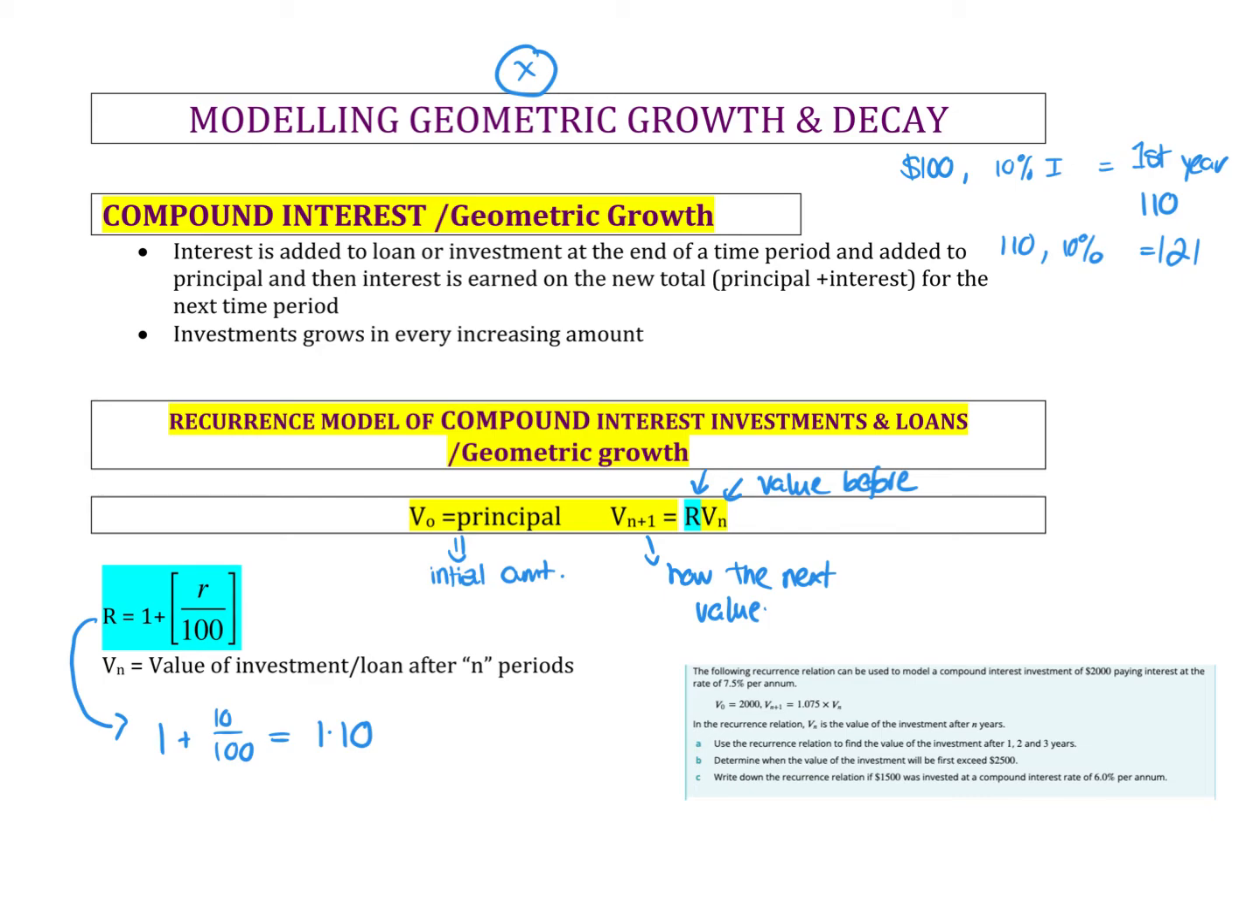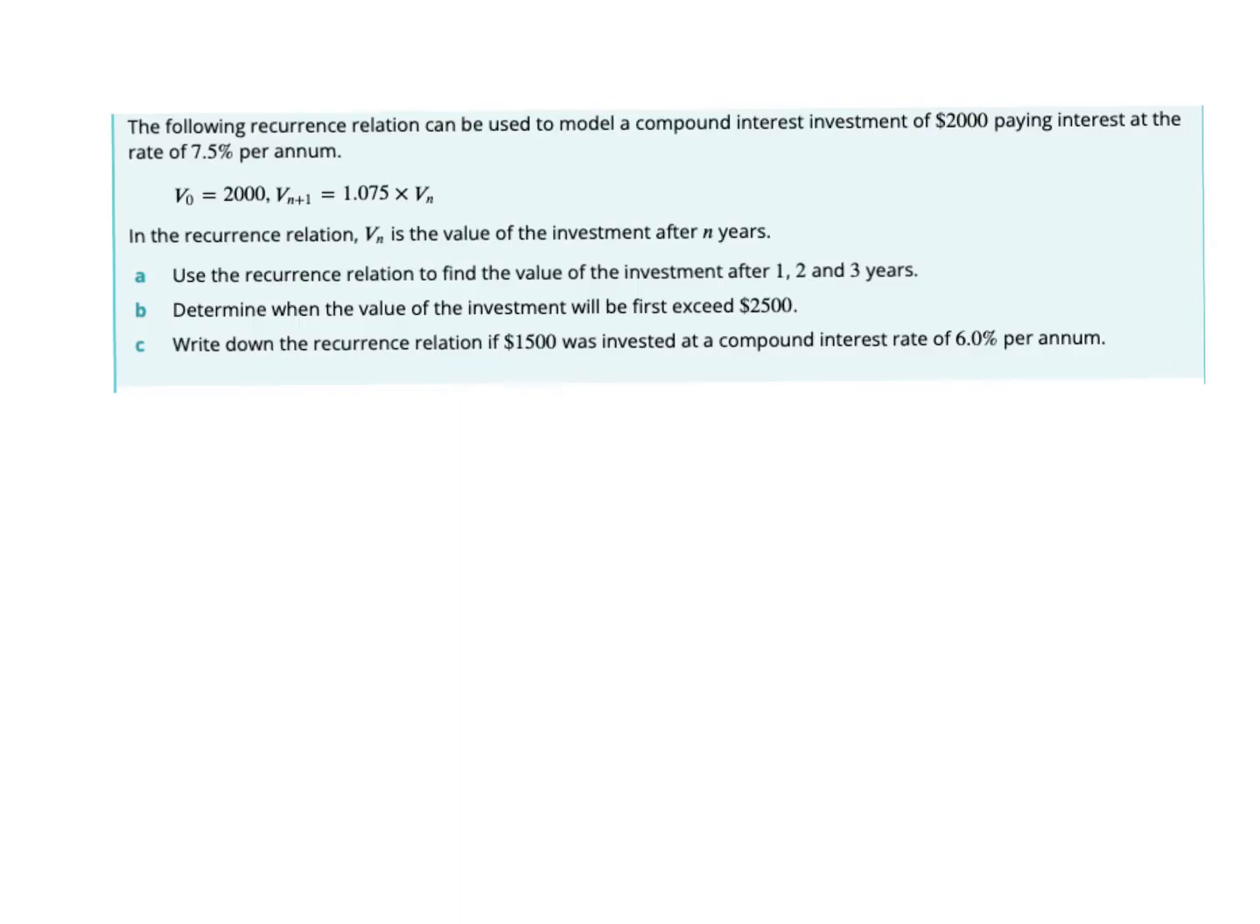Okay, so let's have a look at this example. So it says the following recurrence relation. So why is it called a recurrence relation? Because they're stating you a V0, which is the first amount, and then they're stating a rule that shows you how to get the next term or the next value. Okay, so the following recurrence relation can be used to model compound interest. So now that's what we'll look for when we're looking on our formula sheet. If they say compound interest, we'll go to the compound interest formulas. And it's a compound interest investment.